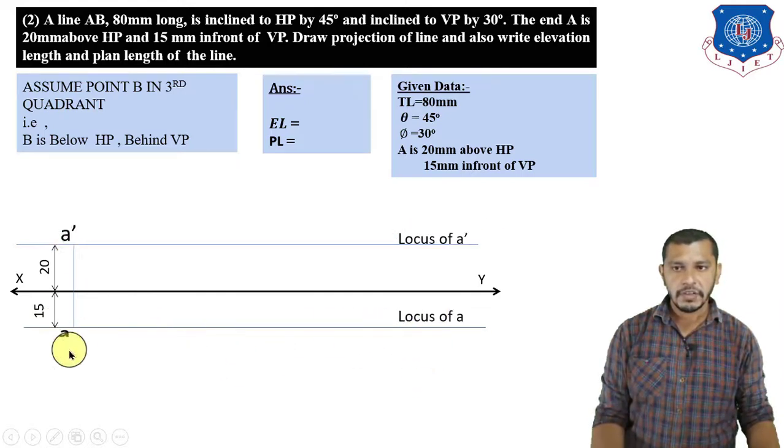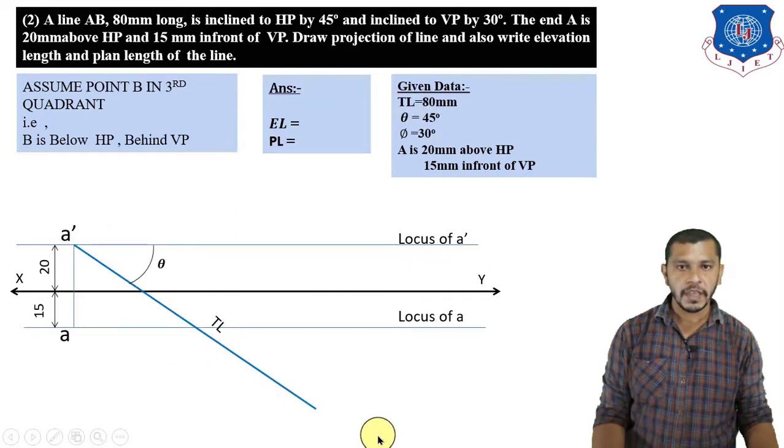After marking A dash and A, now we have to draw the true length at an angle theta and at an angle phi. So from A dash we have to show the angle theta. In our first example we drew the line from A dash at an angle theta in this direction, but right now we have to draw the line inclined at an angle of 45 degree from A dash at an angle theta in the downward direction, because our point B is in the third quadrant.